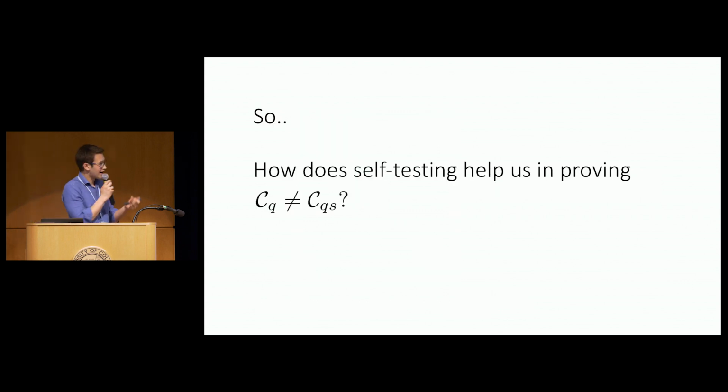So, how does this self-testing result help us in proving the separation of CQ and CQS? This is what I'll tell you in the next few slides. So if you have momentarily zoned out, you can tune back in. All that you need to know so far is that for any pure bipartite entangled state, there exists a correlation. I can write down a correlation on question sets of size 3 and 4 and answer sets of size D that can be uniquely attained by that state.